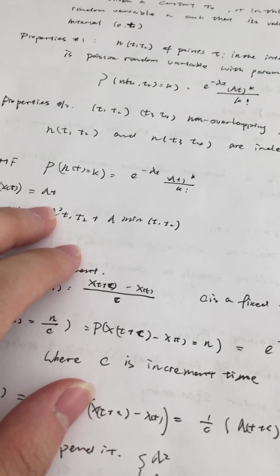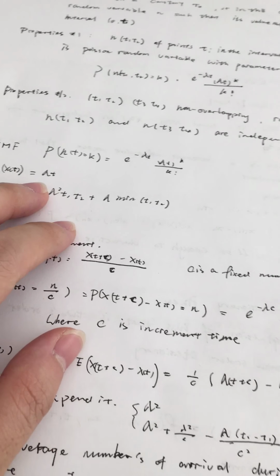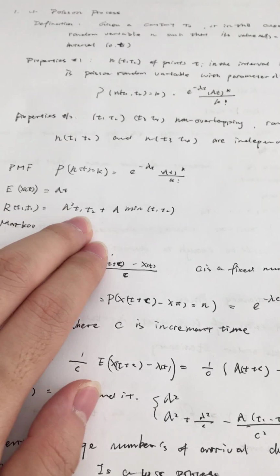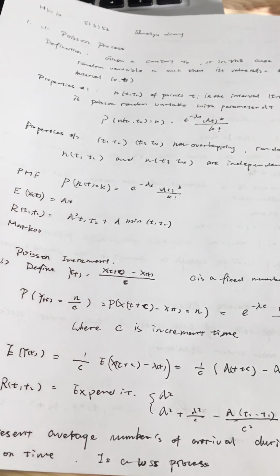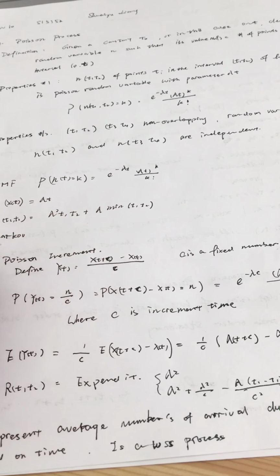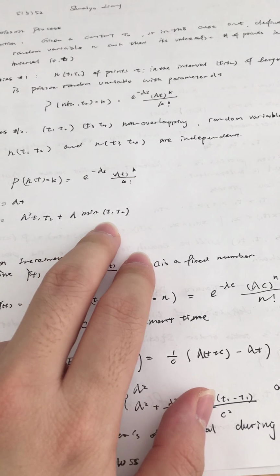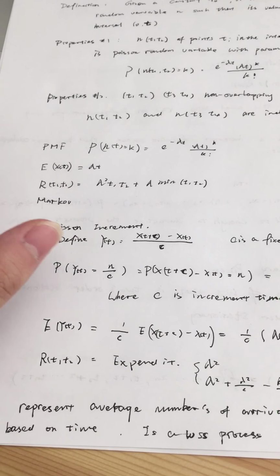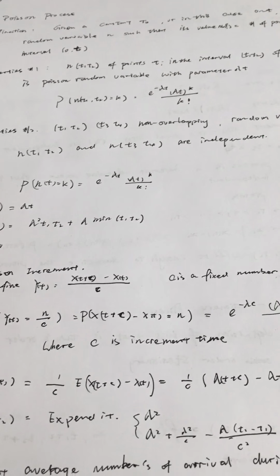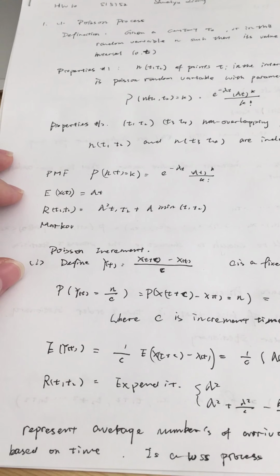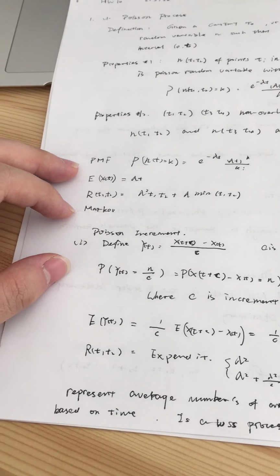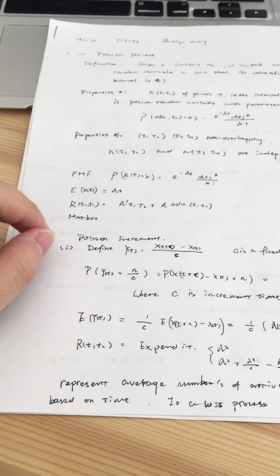The expected value is only defined by the parameter of a Poisson process, and the autocorrelation is represented here, which depends on the starting time, because we have the minimum of t1 and t2. Thus the expected value is not a constant and the correlation depends on the starting time, so it is not a wide sense stationary process, but it follows the Markov property.